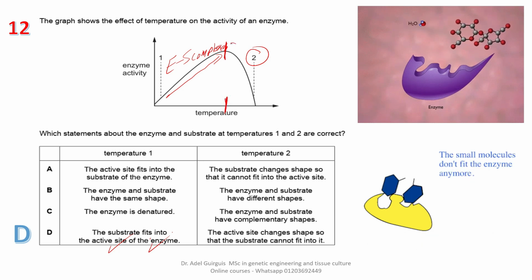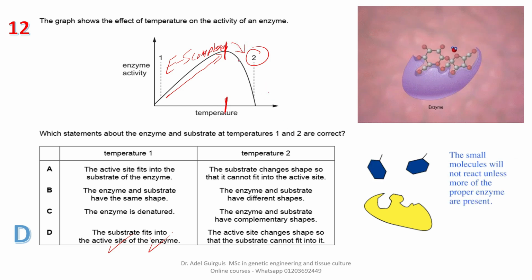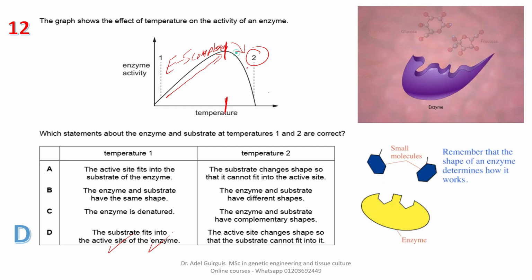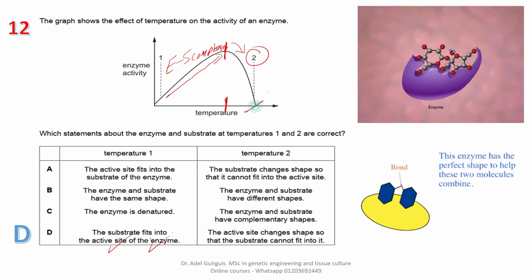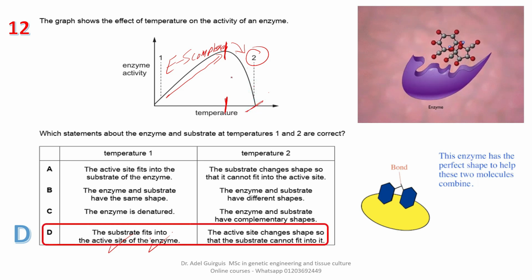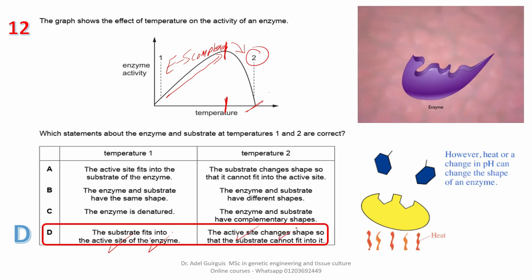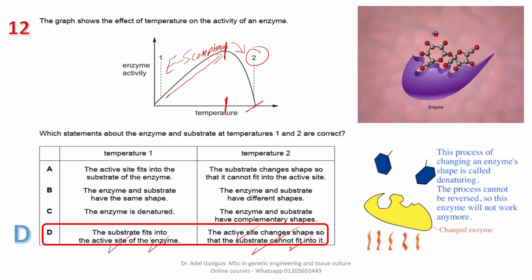Beyond this temperature, what would happen to enzyme molecules and their active site? Denaturation takes place, denaturing the enzyme molecules, so the activity decreases to reach 0 at this temperature. So the answer is D. At temperature 2, the active site changes shape so that the substrate cannot fit into it.